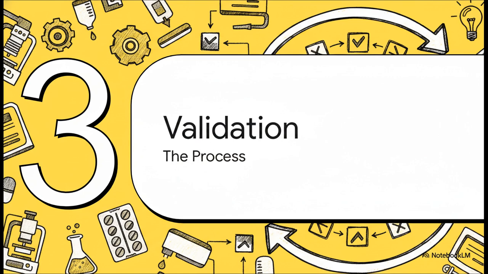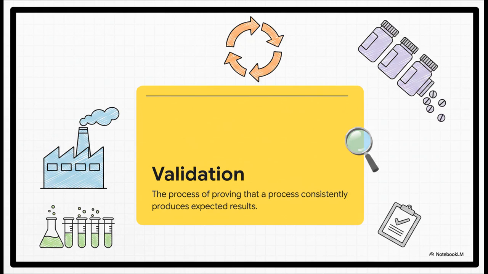Section 3. Validation. And here we're talking about the process. We've got our machines working perfectly, so now we shift our focus entirely to the overarching workflow. Validation is the process of proving that a process consistently produces expected results.